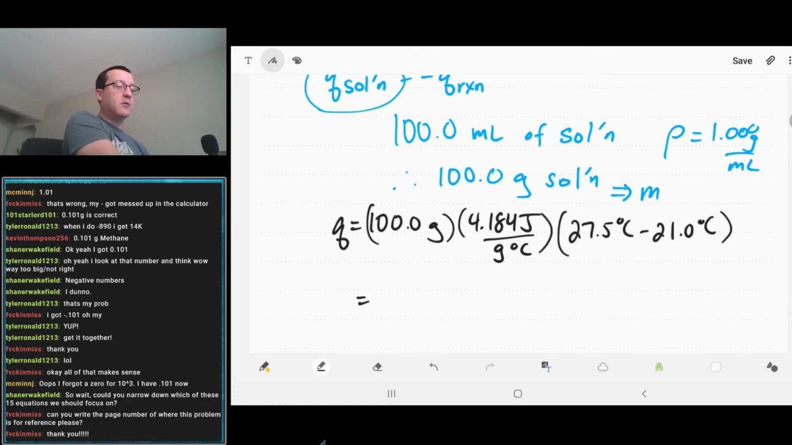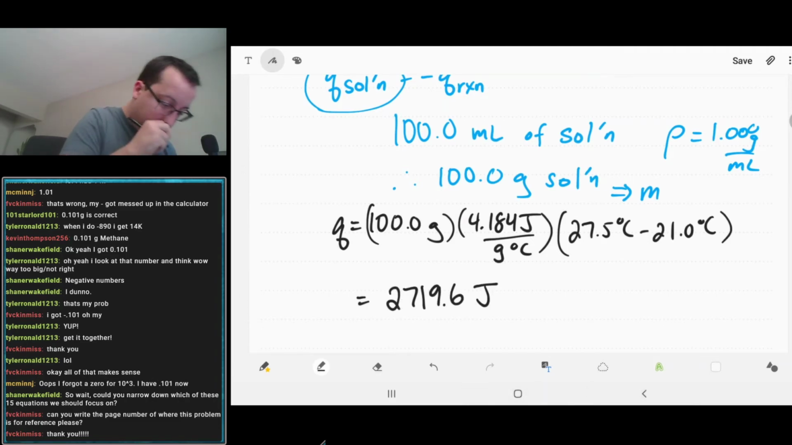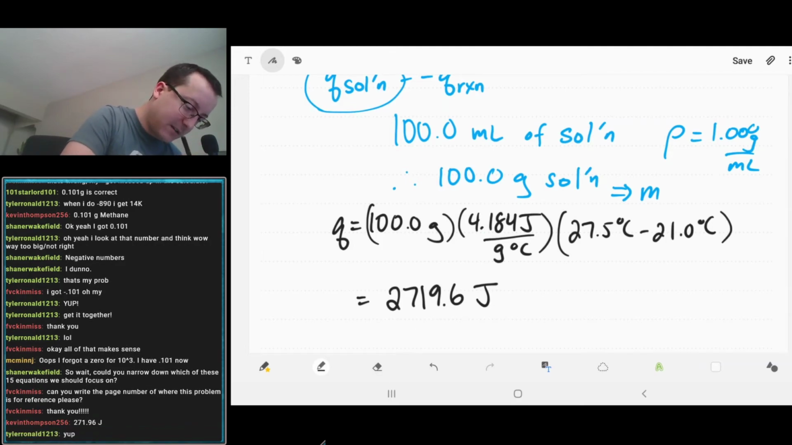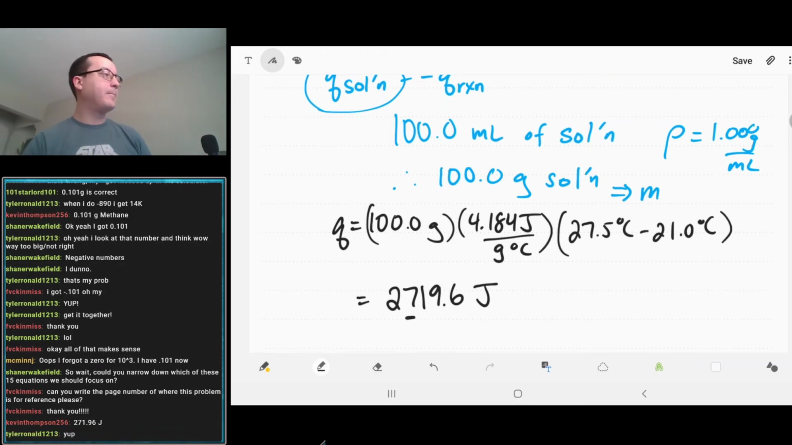So, let's do our math. Okay. Doing that, what I got was 2719.6 joules. And it looks like with this we're probably going to need 2 sig figs. Why 2, you ask?